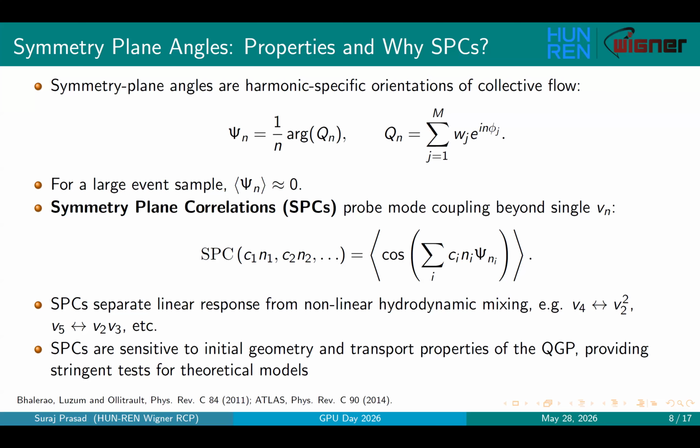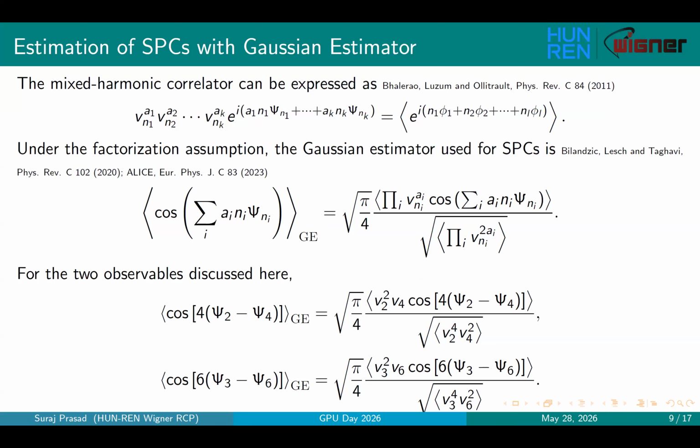Similar to flow coefficients discussed in the previous presentation, symmetry plane correlations are also sensitive to the initial geometry and the properties of quark-gluon plasma. So I'll not go into the details of the slide. We can calculate the symmetry plane correlations using different particle correlators, depending upon the order. For this work, I'm focusing on these two symmetry plane angles: between psi2 and psi4, psi3 and psi6. And the region I'll be mentioning soon. And these are basically 3 particle correlators.